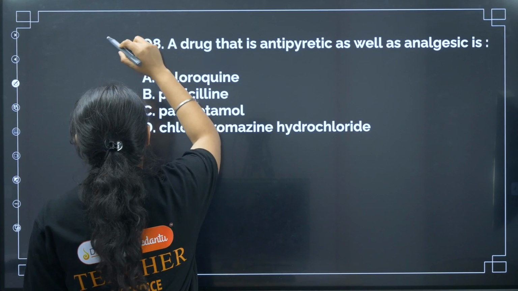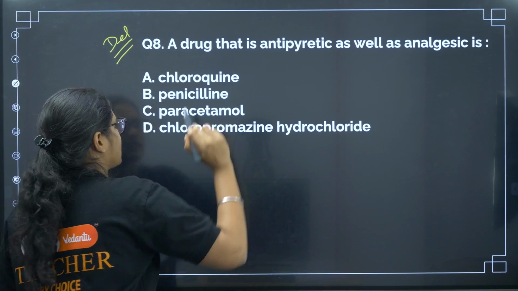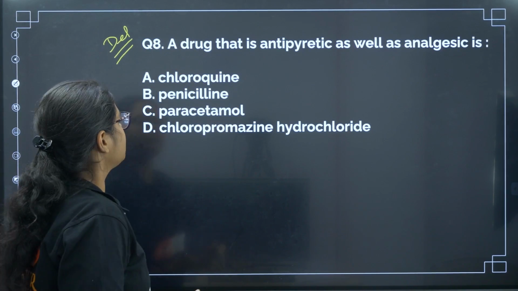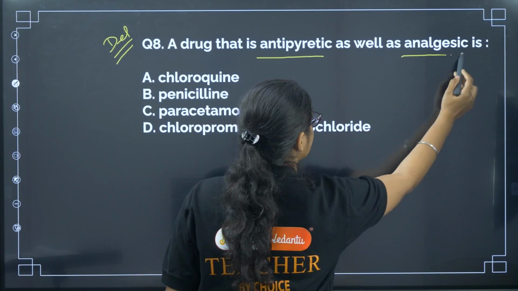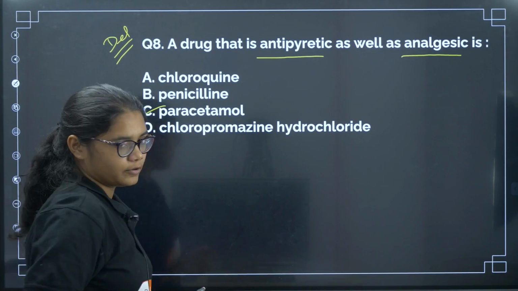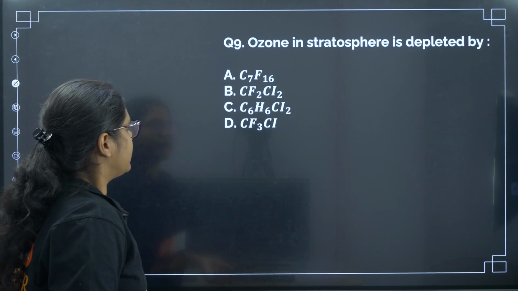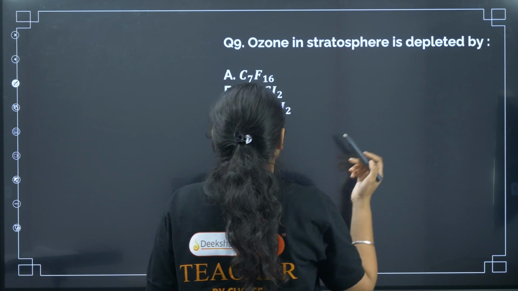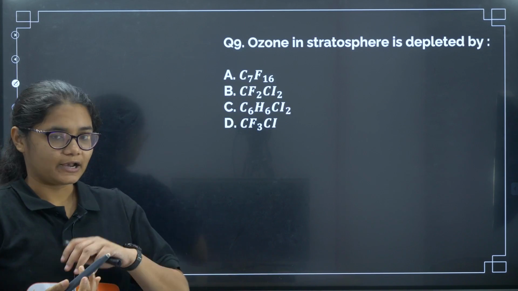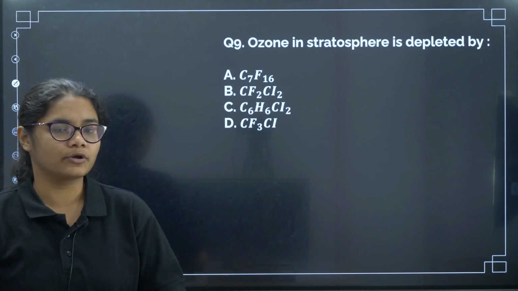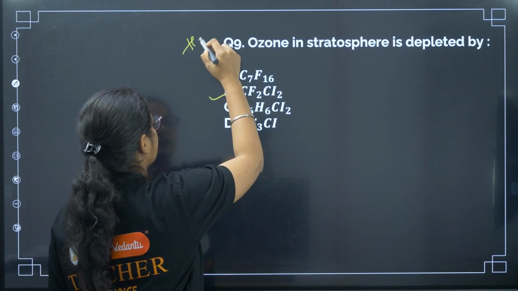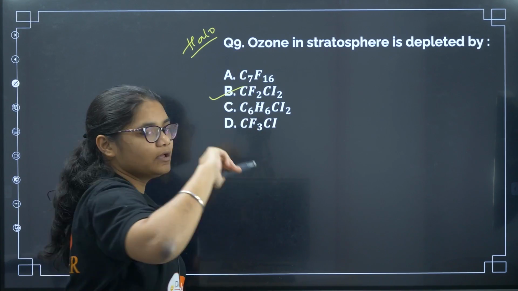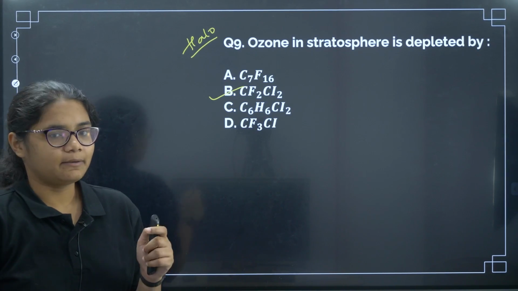This is also from your deleted portions. I think it is the chemistry in everyday life chapter. The drug that is used as an antipyretic and analgesic is paracetamol, option number C. Next, ozone in the stratosphere is depleted by, we know this is in haloalkanes and haloarenes also, chlorofluorocarbons. So that is option number B. You can include it in the haloalkanes chapter and also in environmental chemistry.